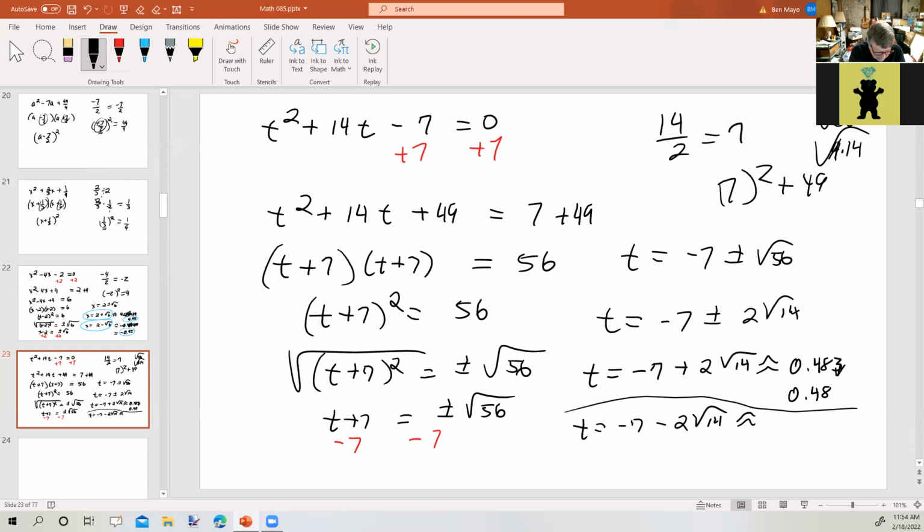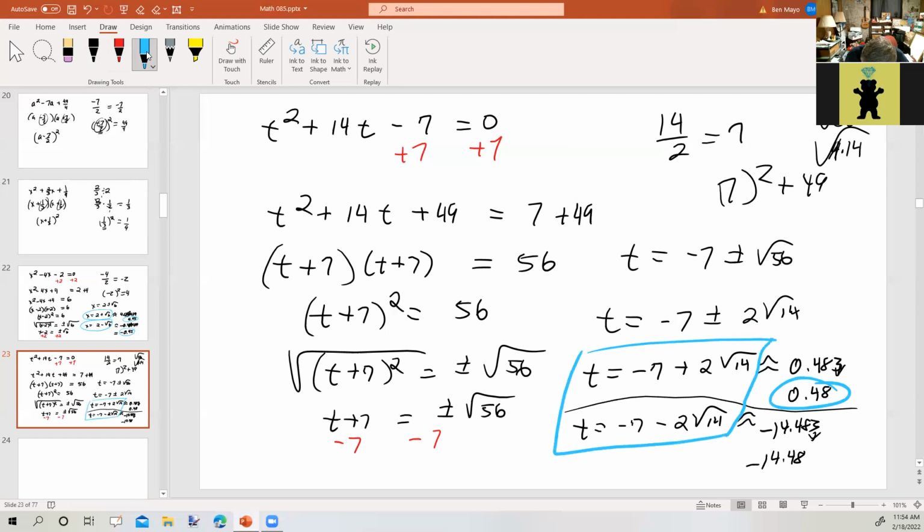And then the negative, negative 14.483, etc. Again, the 3 rounds down, negative 14.48. So your solutions, here are the exact solutions, and here are the decimal approximations. Okay. Any questions there?